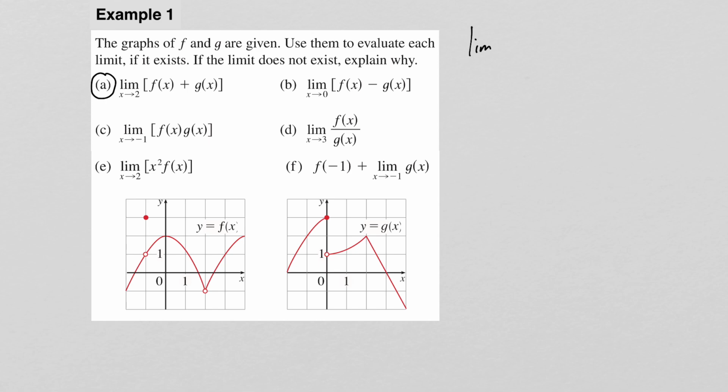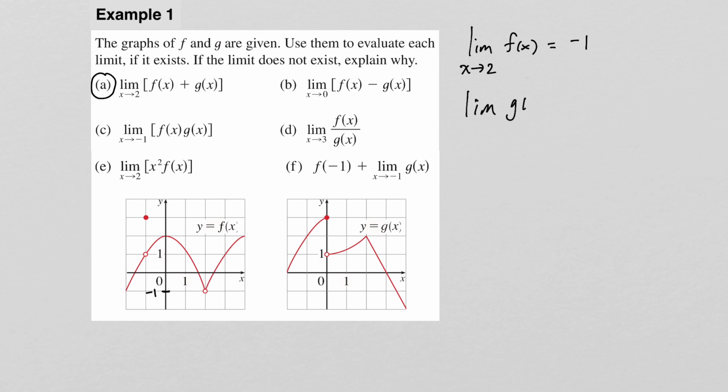What is the limit as x approaches 2 of f of x? Well, if we look at the graph of f of x, which is this graph right here, we can see that x equals 2 is here, and as we approach 2, the function values are getting closer to this value here, which is at y equals -1. So the limit of f of x as x approaches 2 is -1.